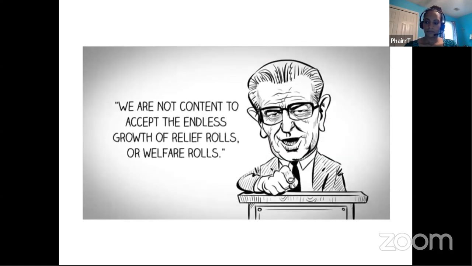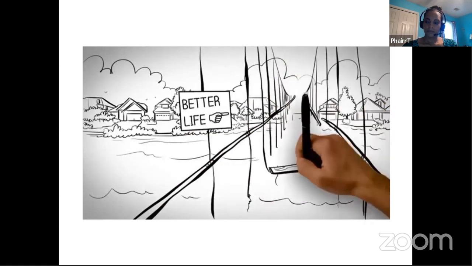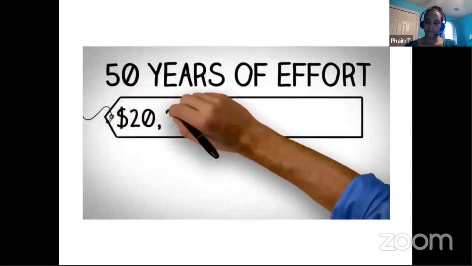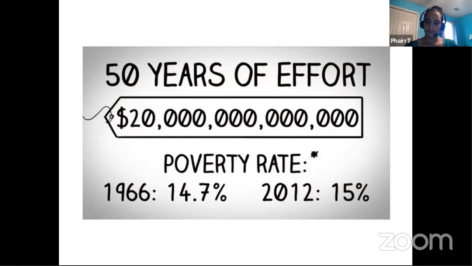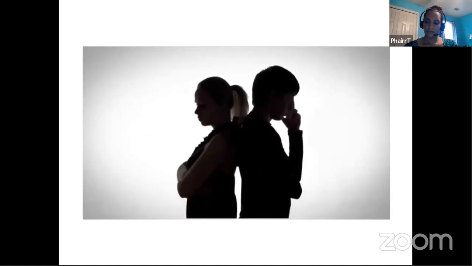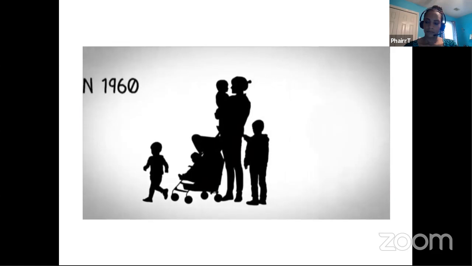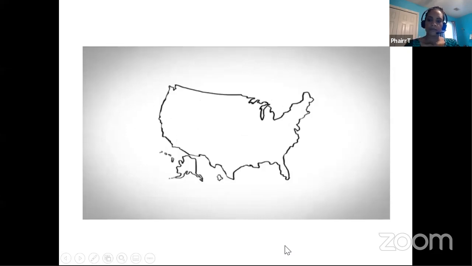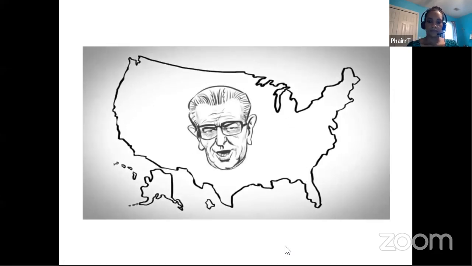LBJ also said, we are not content to accept the endless growth of relief rolls or welfare rolls. Entitlements were supposed to be a bridge to a better life, not sustain people in poverty. After 50 years of effort and an astronomical price tag, the official poverty rate hasn't changed, even if being poor doesn't mean what it did back then. And other problems afflict today's poor. Divorce and separation have soared, and while only 8% of kids grew up without a father in 1960, today that number has nearly tripled. In America, for every working-age man unemployed today, there are 3 who have checked out of the workforce altogether. We need to ask ourselves, has America become the great society that LBJ envisioned?